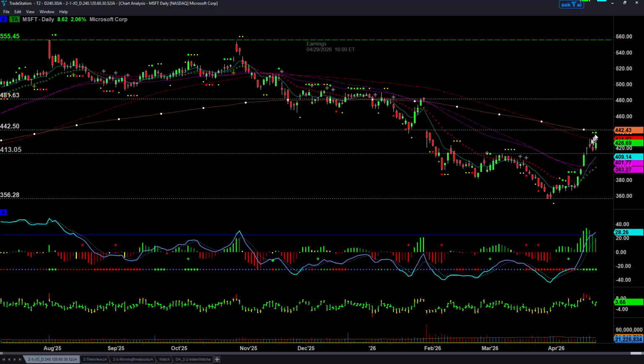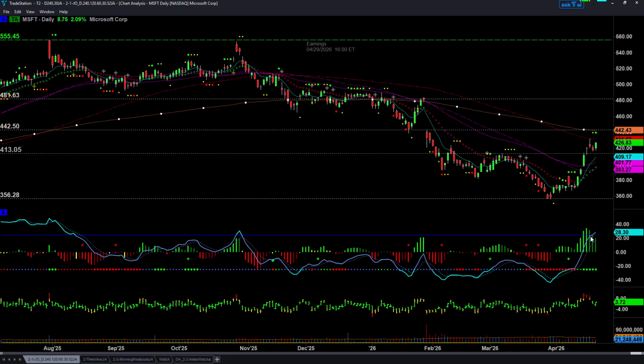And if we can get through the 100 SMA and the 200 EMA, then we could start to follow through on the gap fill above 442.50. So we'll keep an eye on that one. And if we see it run, that'd be a nice run if we can get that to move after 442.50.